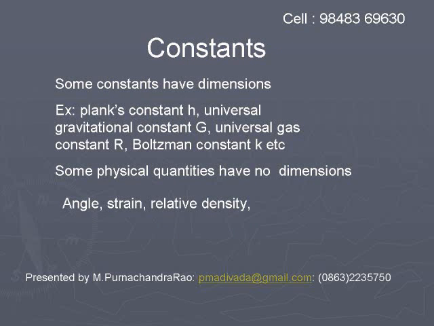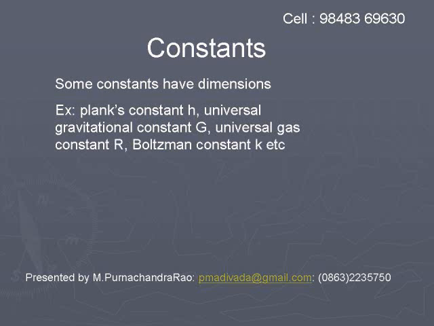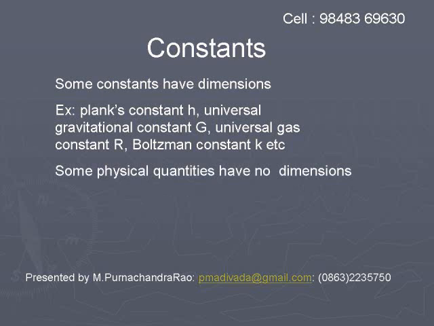Constants. Some constants have dimensions. For example, Planck's constant h, universal gravitational constant G, universal gas constant R, Boltzmann constant k, etc. Some physical quantities have no dimensions. For example, angle, strain, relative density, etc. Though they are constants, they do not have any dimensions.